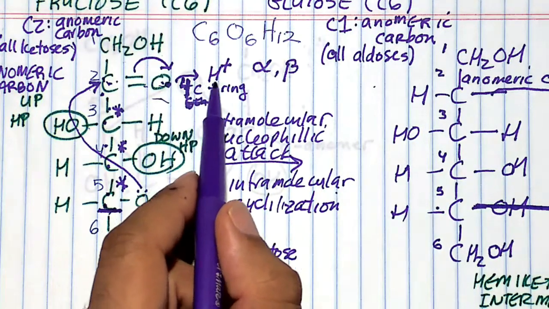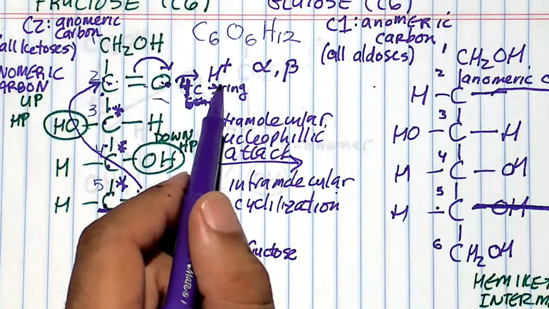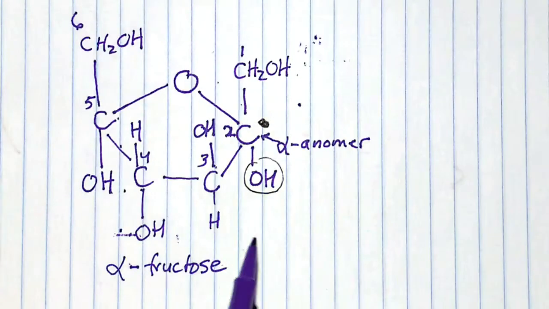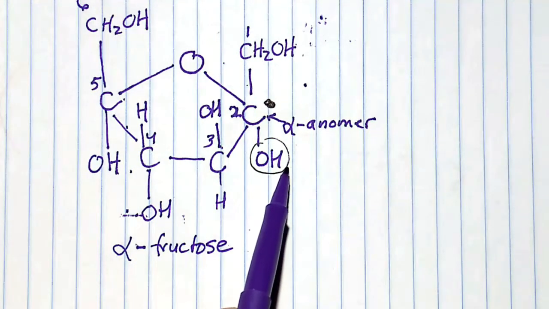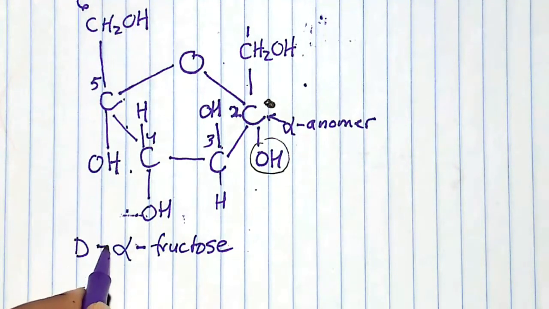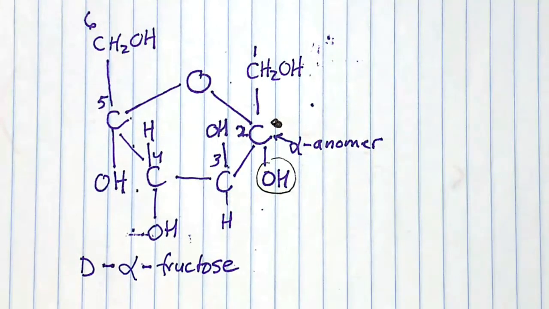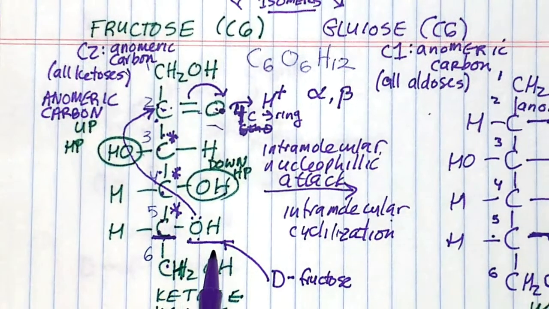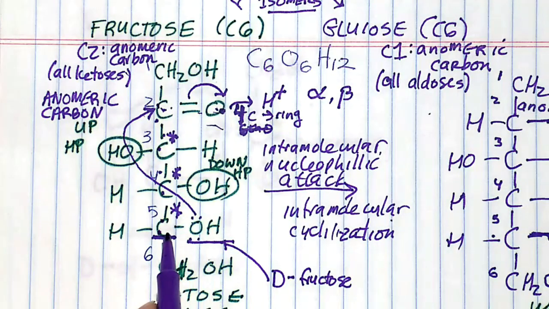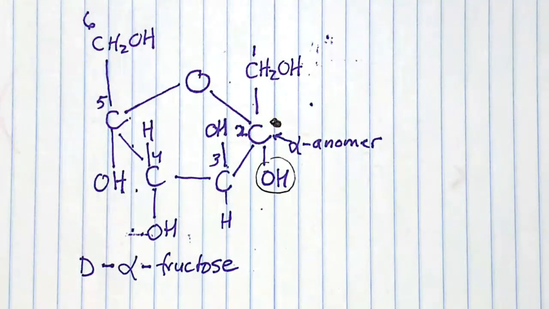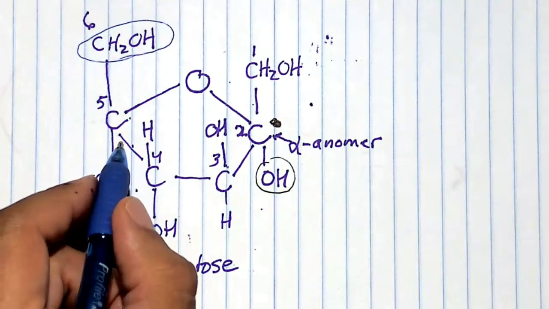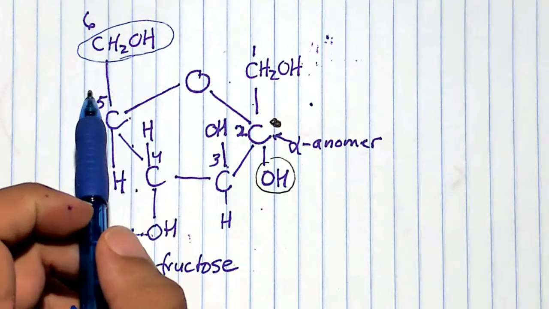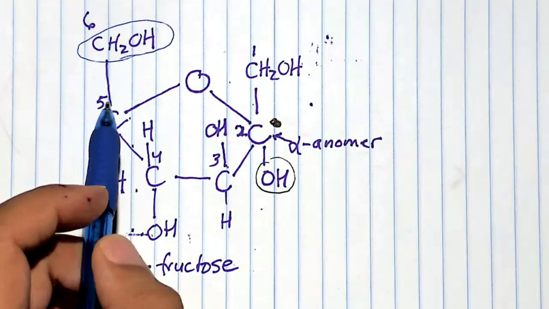After nucleophilic attack, the OH group can either be above or below the plane of the Haworth projection ring. Here I've drawn it below the ring, and so it is alpha fructose based upon the alpha anomer, but also it is D-fructose by virtue of the OH being on the right-hand side in the Fischer projection on the carbon that determines stereochemistry. Looking at it in the Haworth projection, the substituent attached to the carbon that determines stereochemistry, that's CH2OH, is above the ring.